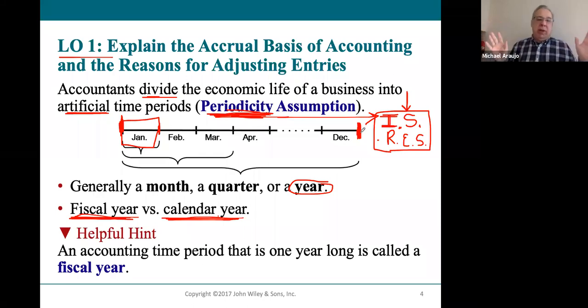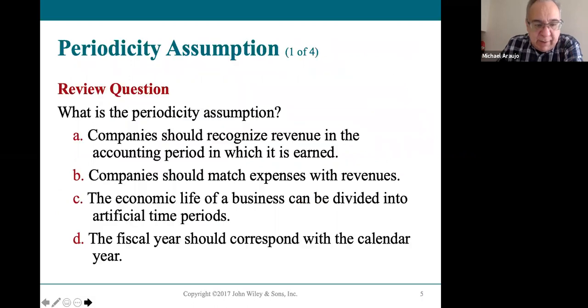Again, it's totally up to the organization as to how they want to structure it. They can use a calendar or a fiscal year. Okay, enough on that.